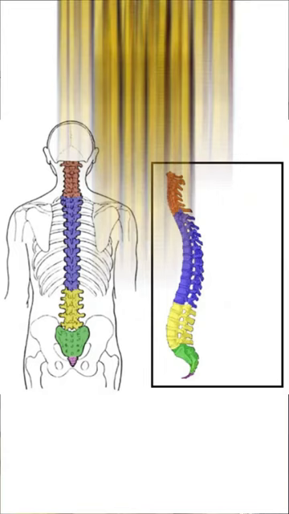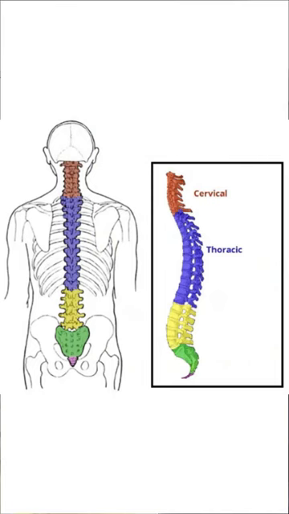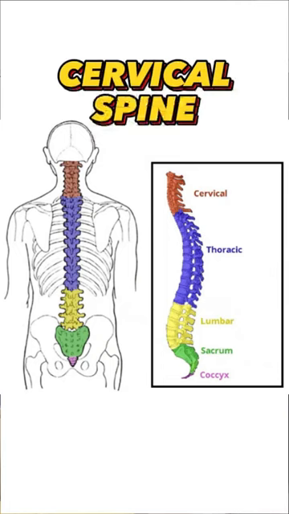Upper part, cervical. Second part is thoracic. Lower part, lumbar. And the lowest part is sacrum and coccyx. The cervical spine has 7 vertebrae. Thoracic has 12. Lumbar has 5. Sacrum has 5. And the coccyx has 4 or 5 fused vertebrae.